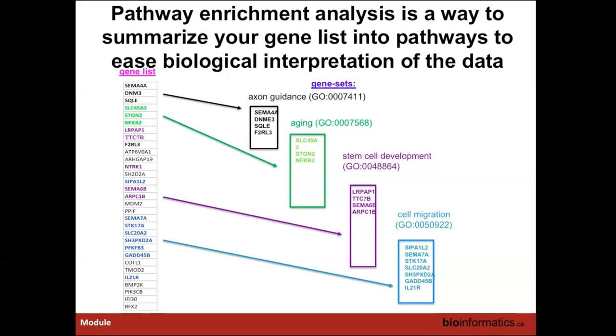Now we can just concentrate and focus on these four pathways instead of the large gene list, and we can generate a new hypothesis based on these four pathways. We understand here that the need to summarize comes from the fact that our gene list is very large and that we got a lot of hits from our omics experiment. If we had a very small gene list, then we may want to interpret it in other ways.